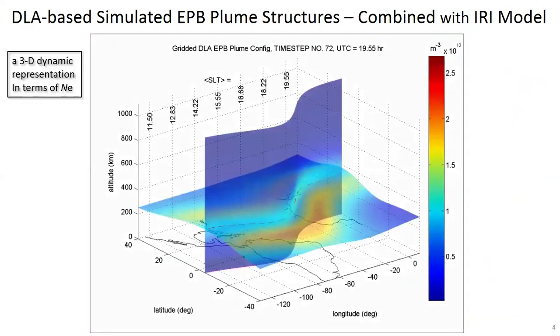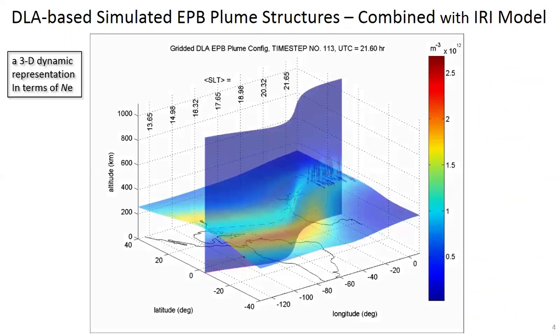As you can see in this animation, the background ionospheric density is from the IRI model, and the bubble structures are generated by the DLA fractal process. The DLA process is very simple and efficient to simulate since it only involves random walk or Brownian motion.